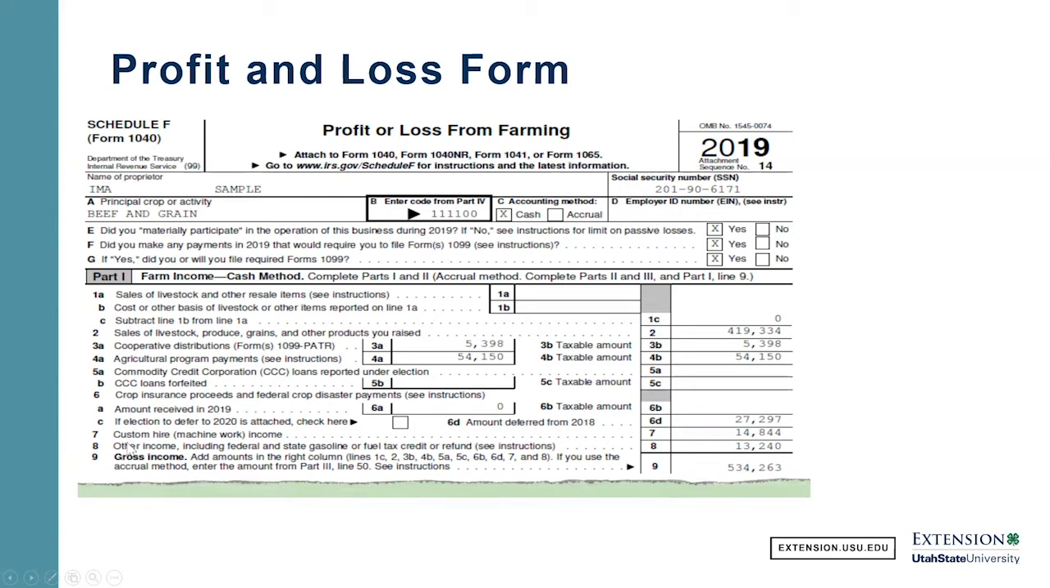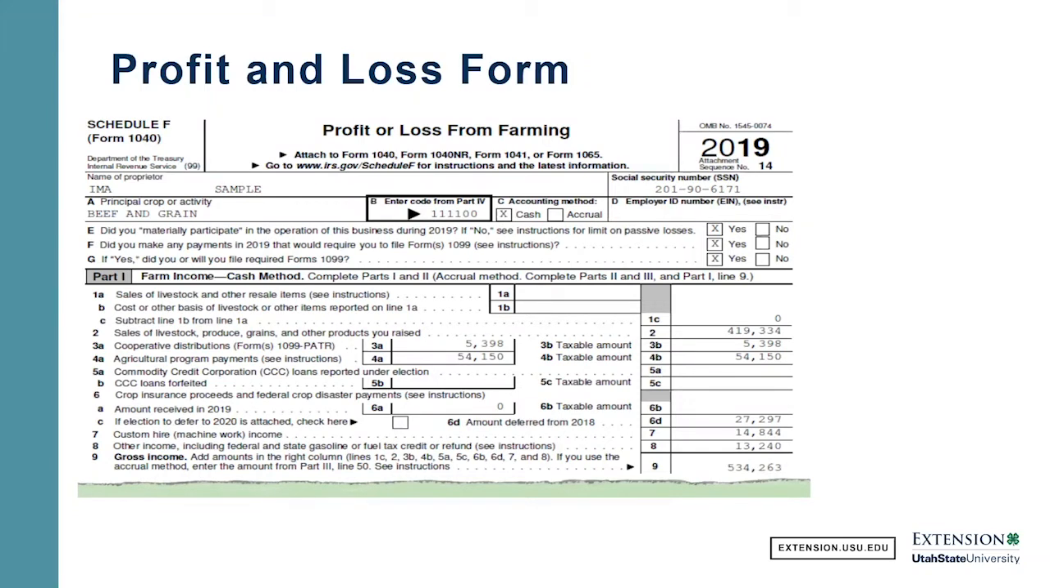If custom hire, so custom hire is when you get paid to maybe plow a neighbor's field or bale their hay. And if you're in the process of doing that, like we have in the Midwest, a lot of people that's just full-time, they go through and harvest different farms' grains. That's not a Schedule F activity.